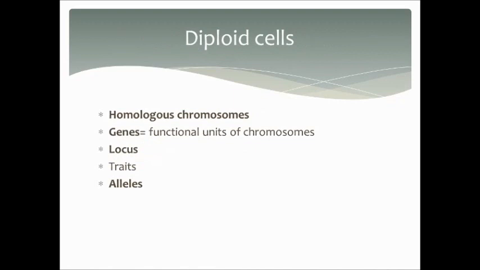They are called homologous chromosomes because they are the same length, and these genes sit in the same locus. So a gene is a functional unit of chromosome, a protein, and a locus is a location along that chromosome. So those functional units sit in the same place in homologous chromosomes.